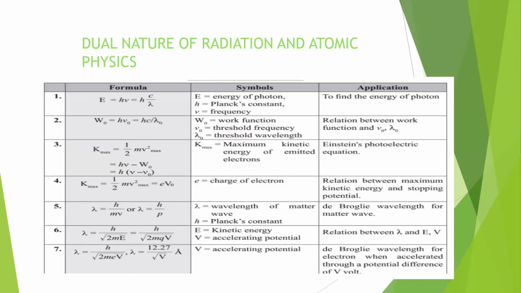K max, kinetic energy max, is equal to half mv square max. As we know, h nu minus W0 is equal to h into (nu minus nu 0), and K max is equal to half mv square max, which is equal to eV naught, e equal to charge of the electron. Lambda equal to h by p, lambda equal to h by root of 2mE, and lambda equal to h by root of 2meV. So these are the direct equations. You can expect direct numerical problems. They will give all the terms, you just have to put the values and solve it.